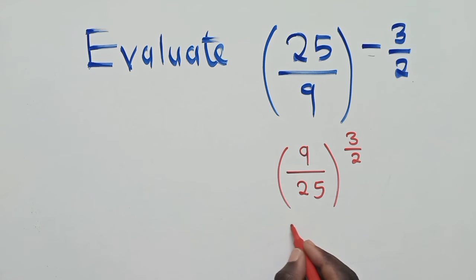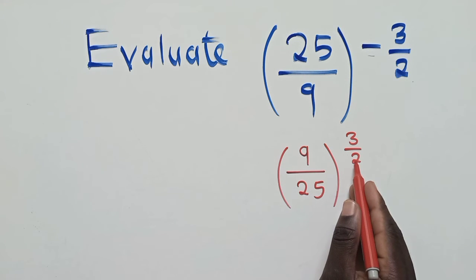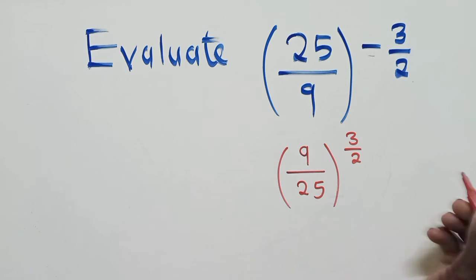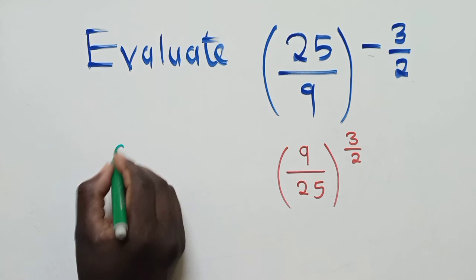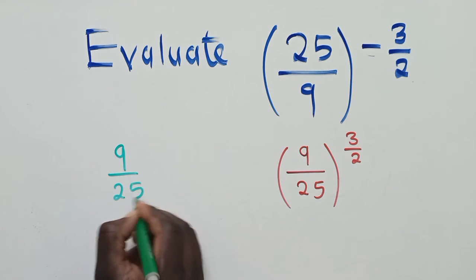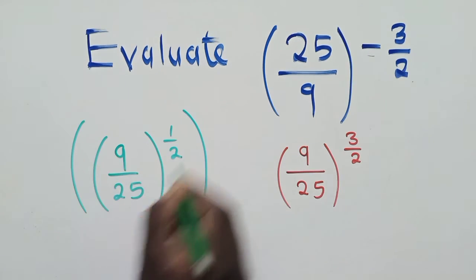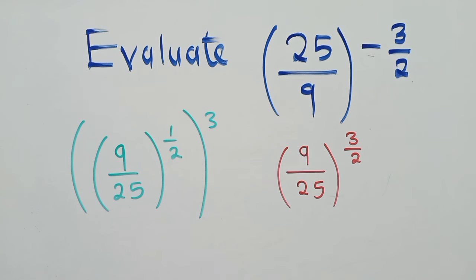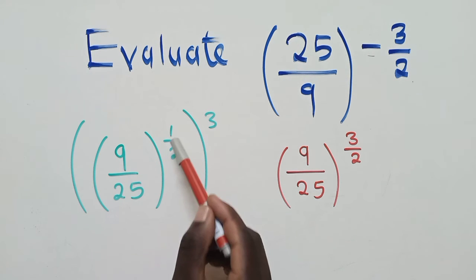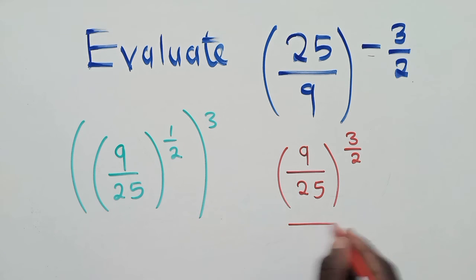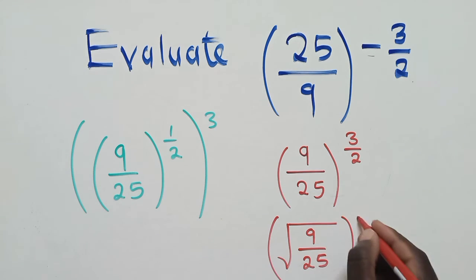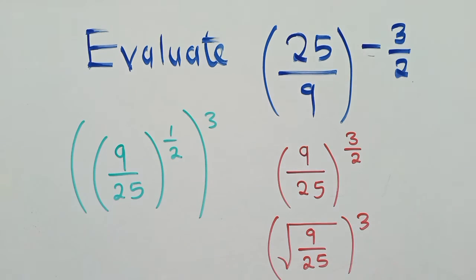The next thing here will be now to apply this root. We know that this is 1 over 2, let me write it here. What we have now is the same as 9 over 25 power 1 over 2 and the power 3. So now, this root will be applied. So it will be square root of 9 over 25, and a power 3 outside, this power here, outside.